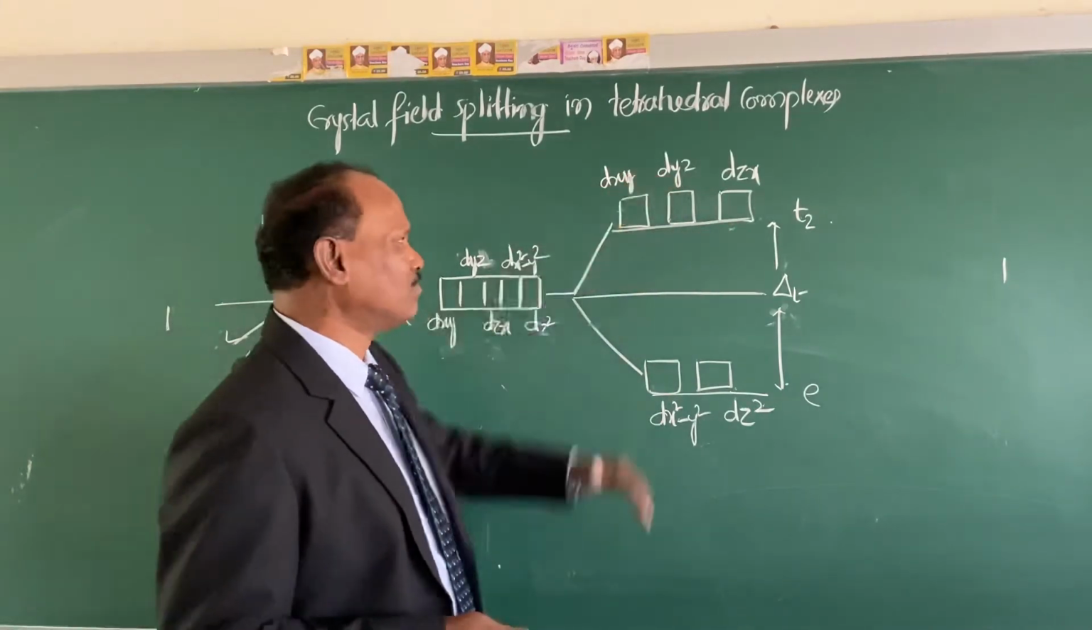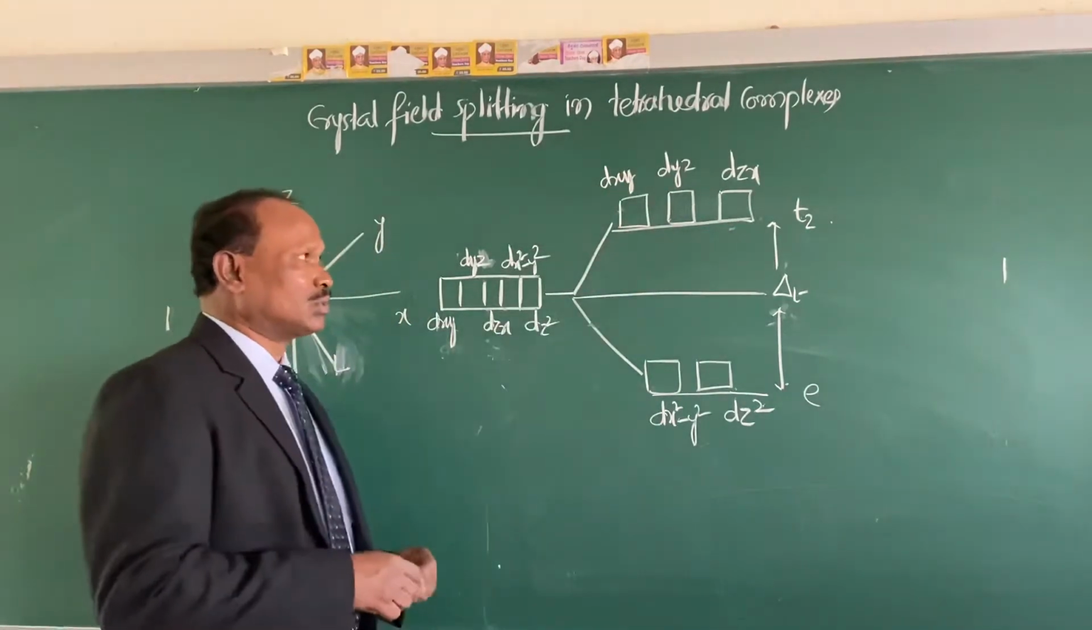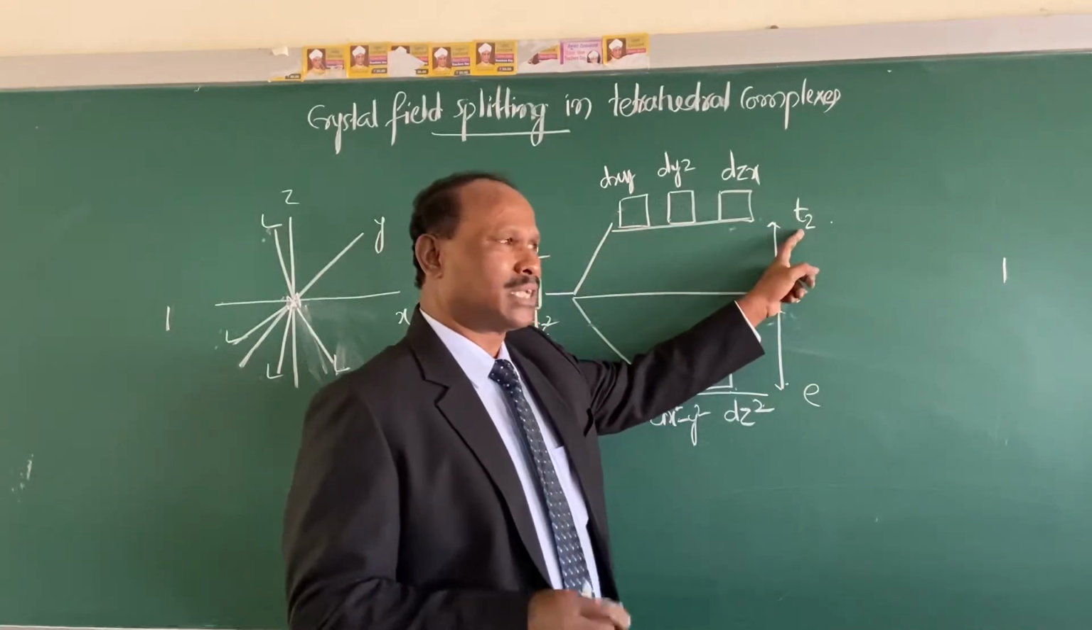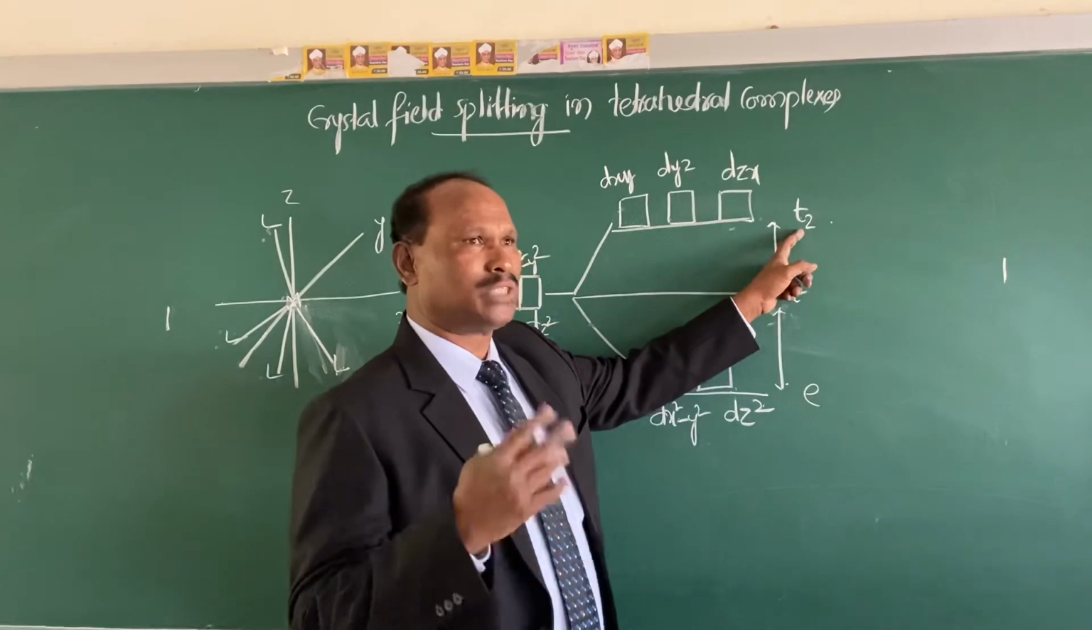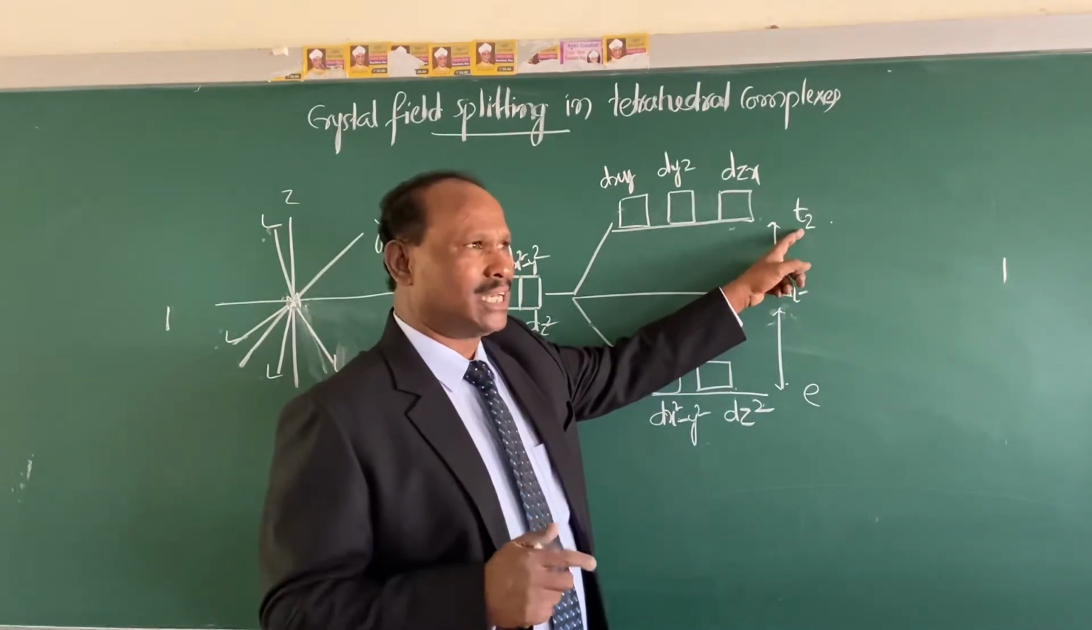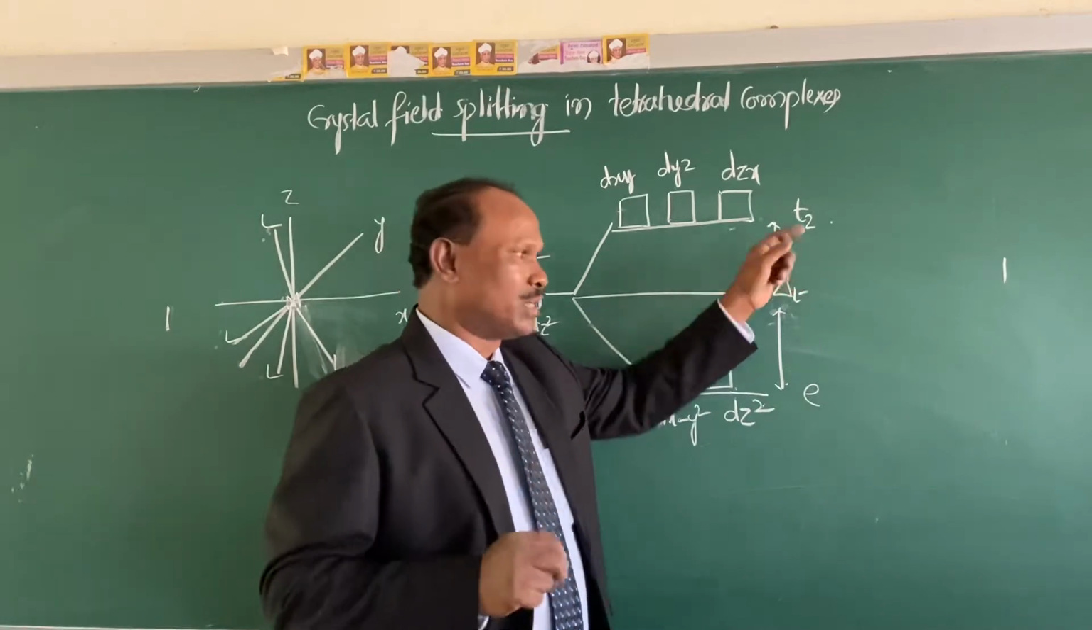So I have written them above. So they are called here T2 orbitals, not T2g orbitals as I said in case of the octahedral complexes. I will come to that point later on.